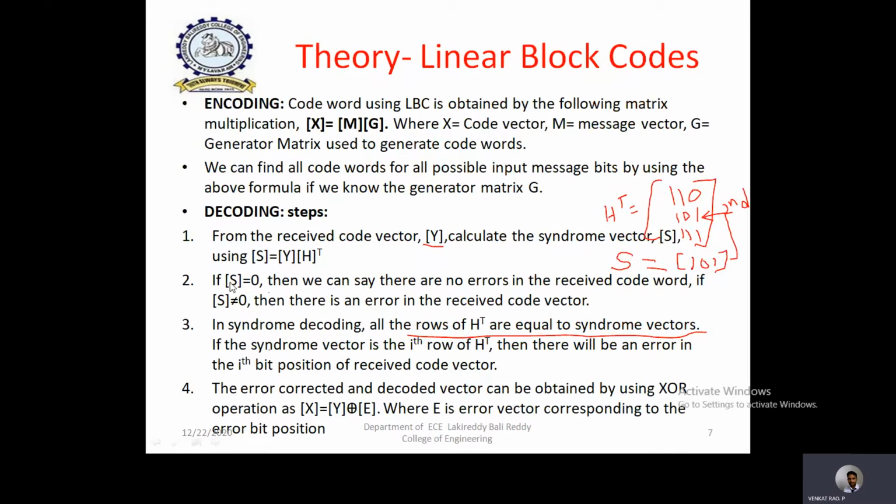So for example, in this example, for any received data, you calculate the syndrome vector, and the syndrome vector is found out as 101. Since it exactly matches the second row of H transpose, here also 101, then if the syndrome vector is the ith row of H transpose, there will be an error in the ith bit position of the received code word. Since it is matched to the second row, we can definitely say that there is an error in the second bit position in this received code word.